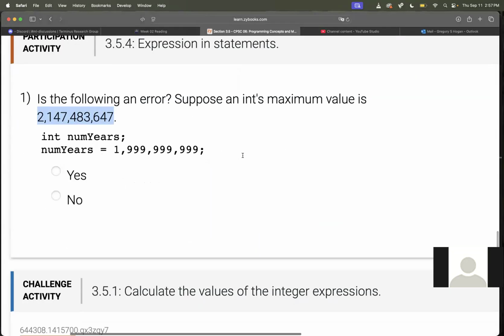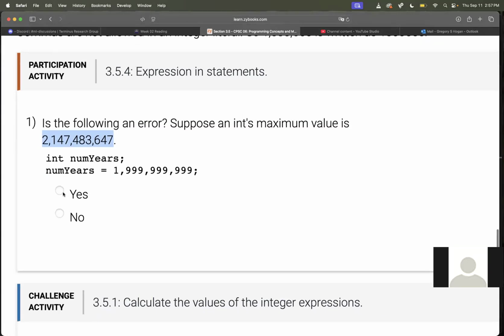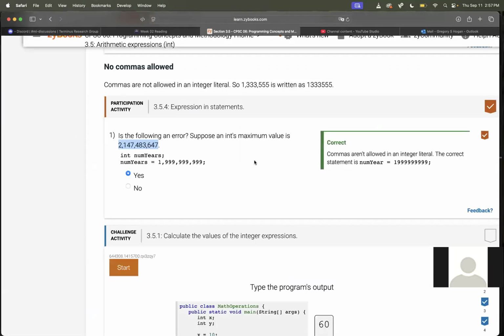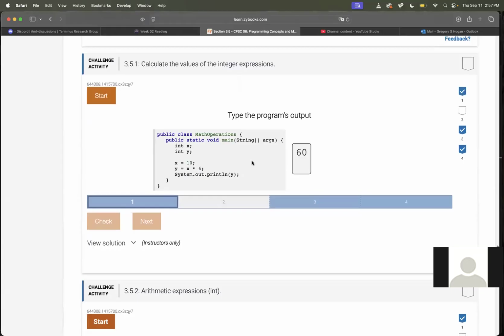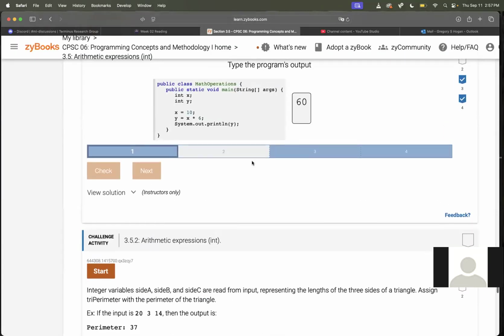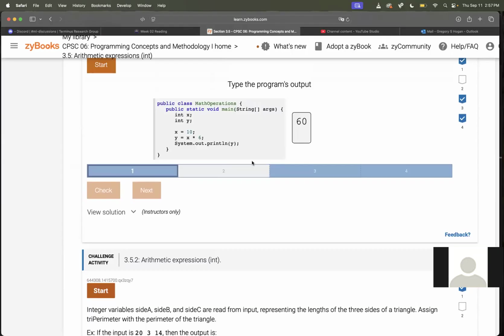All right, back here. So you can't do this. Is the following an error? Yeah, commas are not allowed. I guess I did a couple of these in the previous class. I mean, not for you, but for myself. Let's do number 2. Let's look at it.